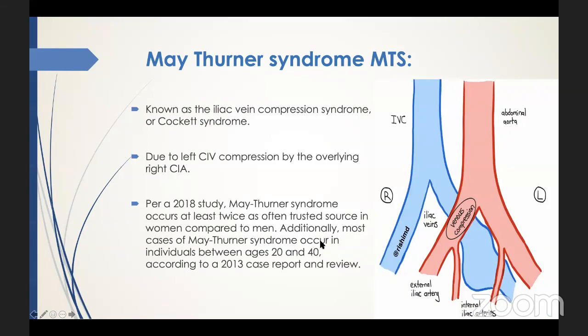And also, May-Thurner syndrome occurs in patients between 20 and 40, in accordance with recent scientific papers published in 2013 and 2014 as well. And in 2015, a study tells that the syndrome occurs twice as often in women compared to men. So women are more likely at high risk of having the syndrome than men.